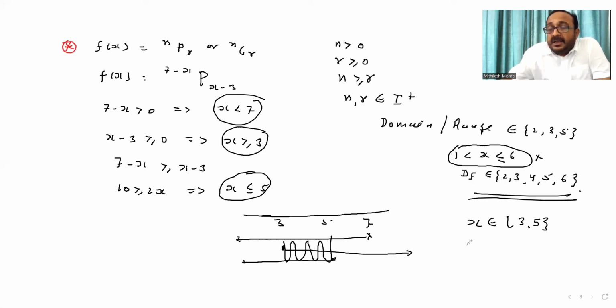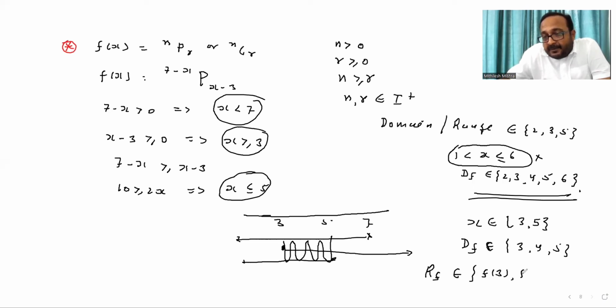But you have to take the integral elements, positive integers. So the domain will be 3 included, 5 included. So 3, 4, 5. Right? Now to find the range. Suppose in the examination you have to find only the range. In spite of this, you will have to find the domain first in this type of question. So the range will be f of 3, f of 4, f of 5.